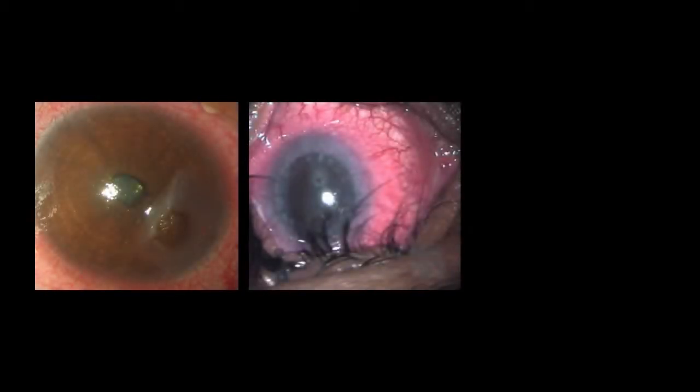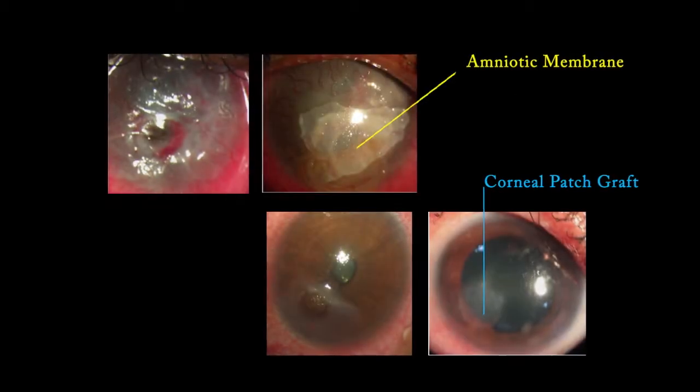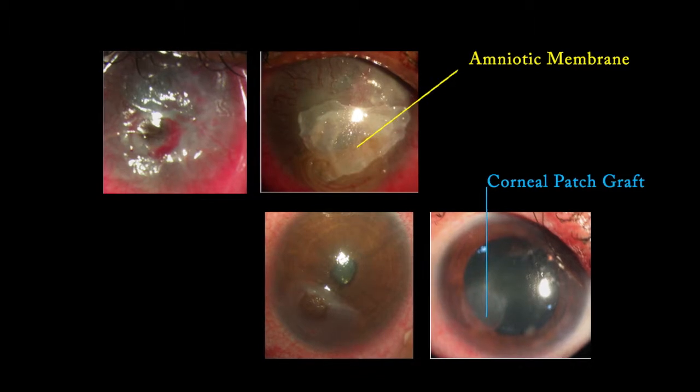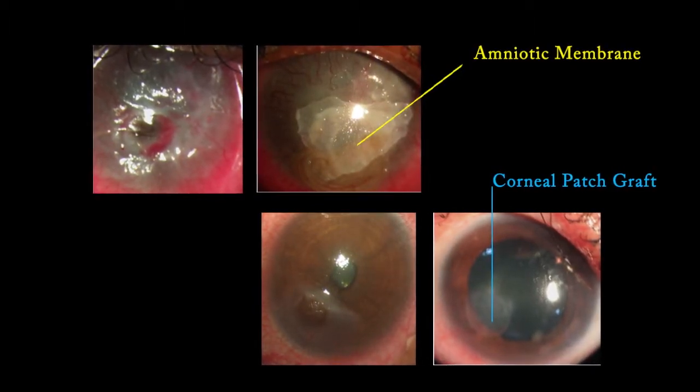Corneal perforation or impending perforation of the cornea is an emergency which needs to be tackled immediately. Often, amniotic membrane or corneal tissue necessary for a patch graft in these conditions will not be available in the emergency room. In such situations, tissue adhesive is a good alternative.